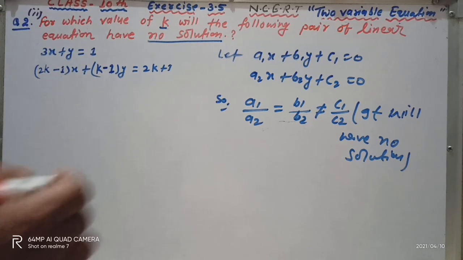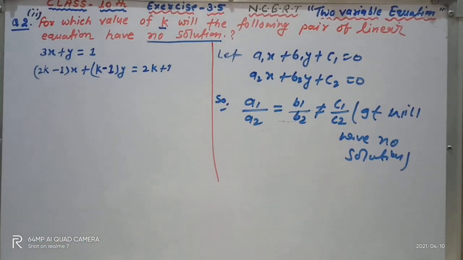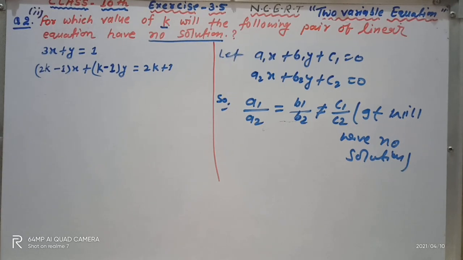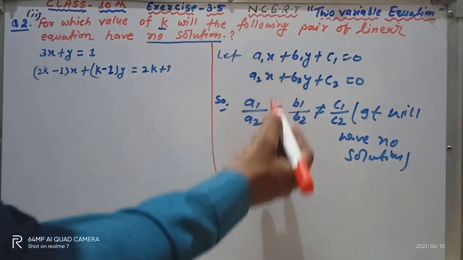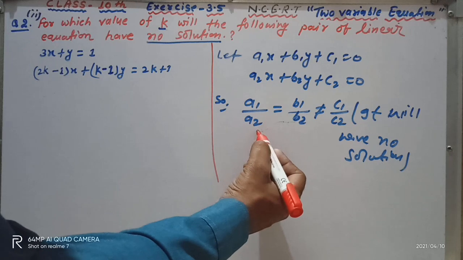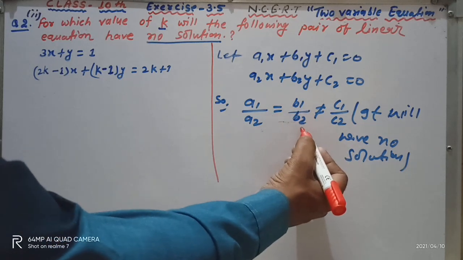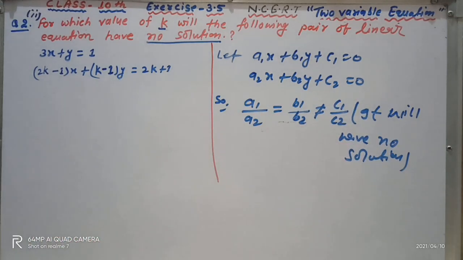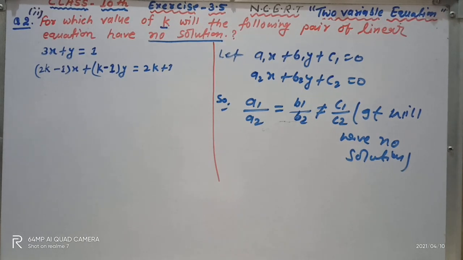So we already know these things. When the equations are in this form, a1 by a2 is equal to b1 by b2 and is not equal to c1 by c2, then it will have no solution, which we are supposed to solve for. So let's do that now.